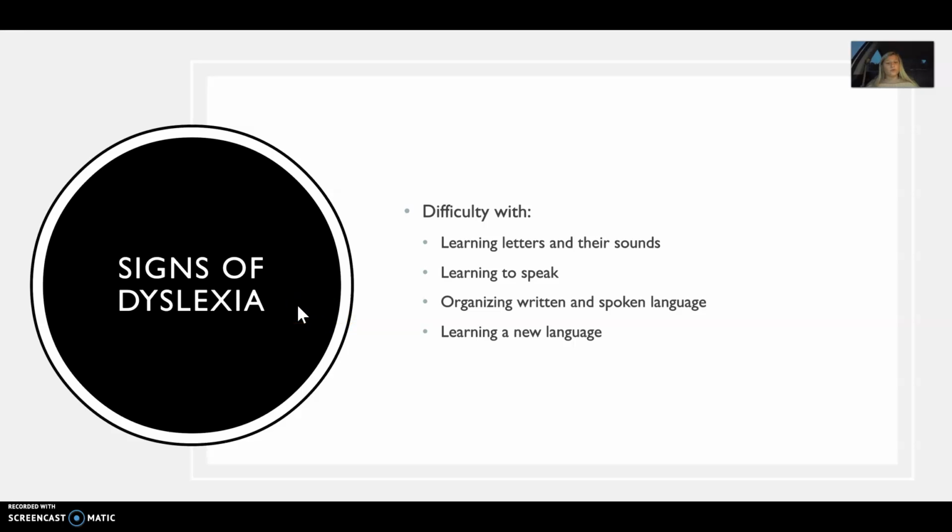Signs of dyslexia for teachers to go by. If a student is struggling with learning their letters and their sounds, then they're going to be struggling with learning how to speak also. And especially for a Hispanic student, the last bullet point is talking about learning a new language. So if this Hispanic student is trying to learn how to speak English, they're going to have a hard time if they have dyslexia. And another bullet point that I skipped over was organizing written and spoken language. This kind of falls into play with reading and writing.